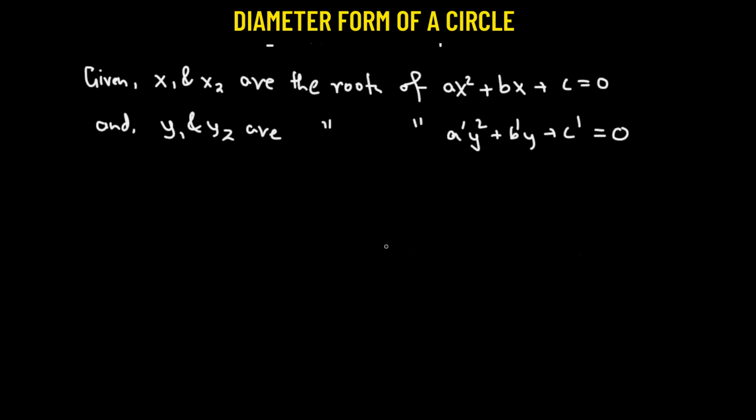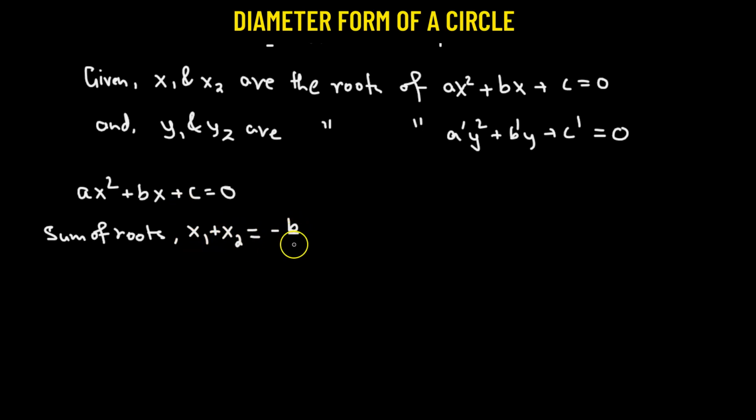Now coming to the first quadratic equation, we have ax squared plus bx plus c equals 0. Now from this, we can easily find out the sum of roots. What is the sum of roots? Since x1 and x2 are the roots of the given quadratic equation, the sum of the roots x1 plus x2 is going to be equal to negative b over a. So that's a standard formula. Then we also have the product of roots, that will be x1 times x2, which equals positive c over a.